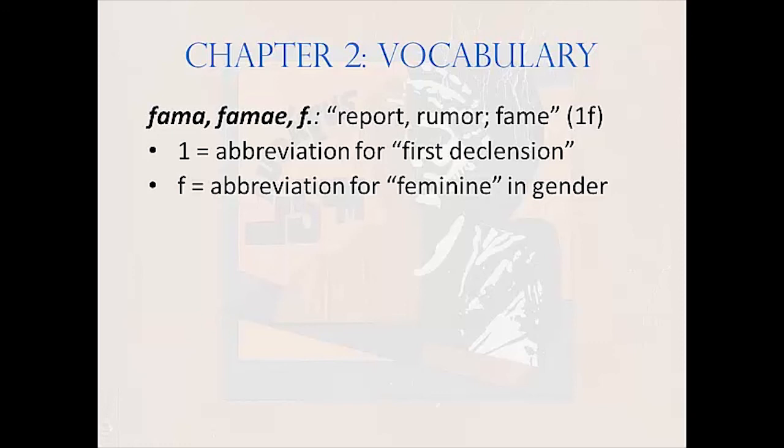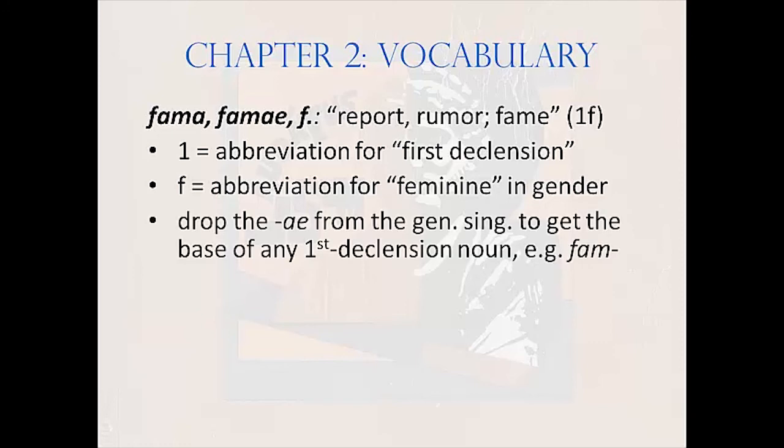To get the base of any first declension noun, go to the genitive singular, which must end in i. Remember, it will be spelled in Latin ae. Drop the i, and you have the base of the word. In this case, the base for fama is fam, F-A-M.